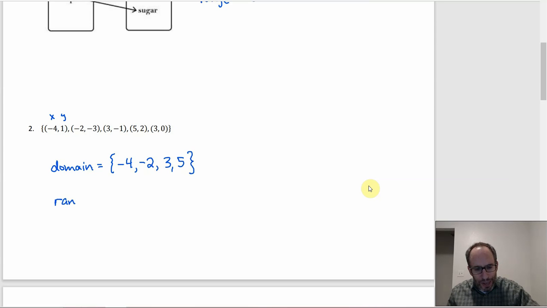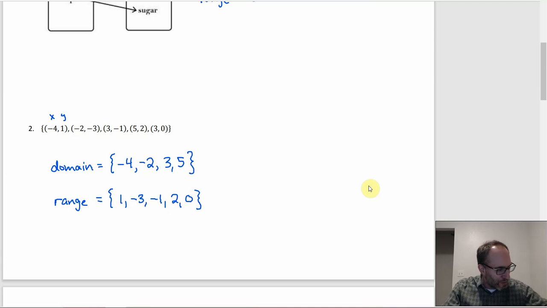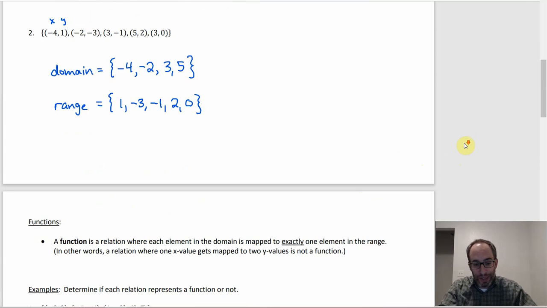And then the range is going to be the y values. These aren't going to come out in order, but that's fine. We'll get 1, -3, -1, 2, and 0. If you want to put those in order, you can, but it's okay to leave them out of order. All right, so that's another kind of different look at how a relation could be written out. But that's pretty much it. There's not too much else to do. Usually that's the way they're written if they're just regular old relations. If they're functions, that's where you see graphs more commonly. And that's what we're going to get into next.